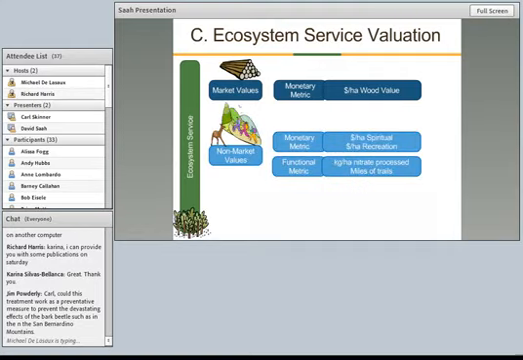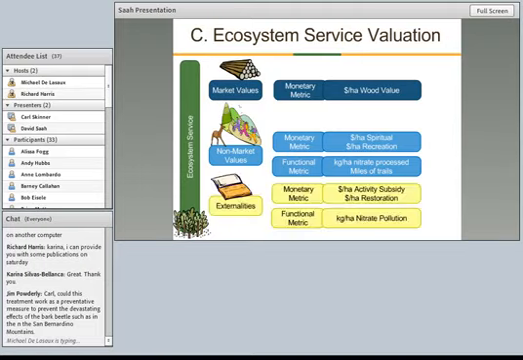And the way that you actually value these things also changes. I mean, there are different ways of putting values on each of the different components. You could take market values, for example. You can quantify things in non-market values, using both monetary methods and non-monetary methods, functional values.